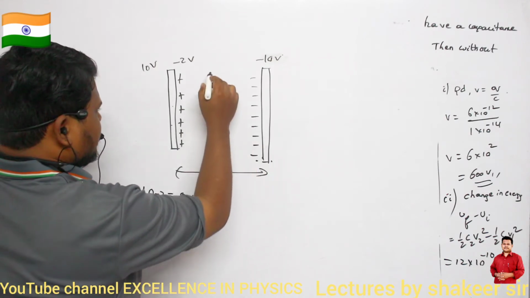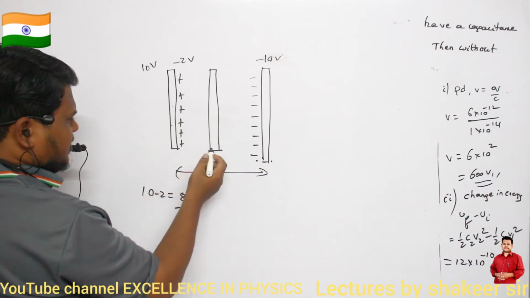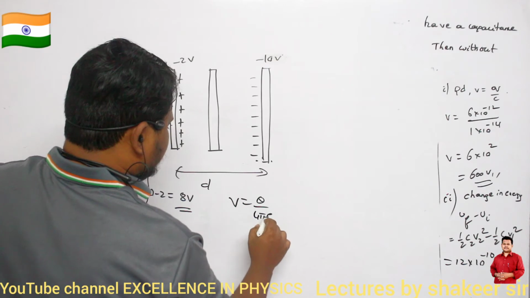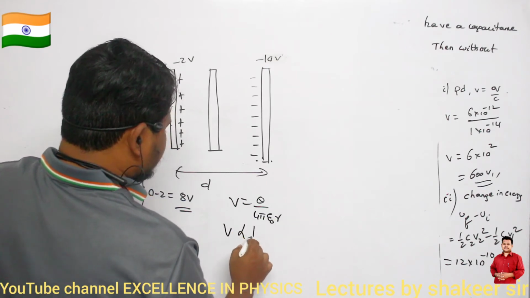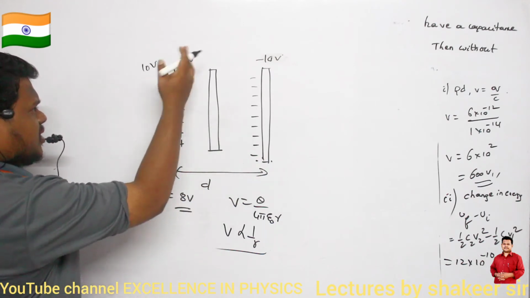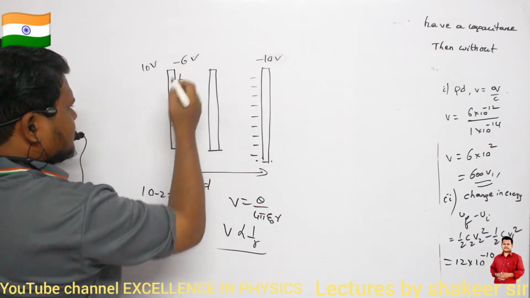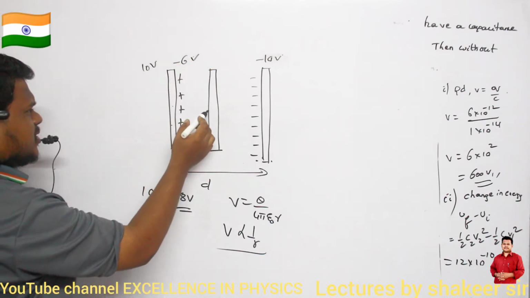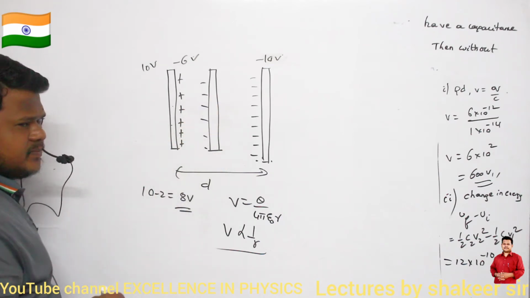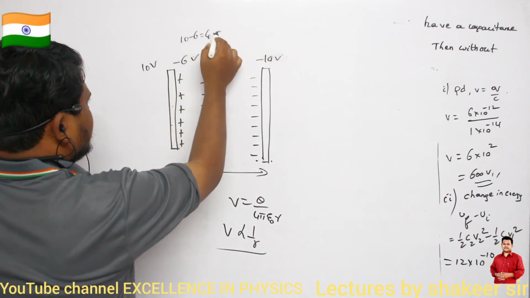Now if I bring the plates a bit closer, what will happen? The negative potential also increases, because potential depends on distance. V is equal to Q divided by 4 pi epsilon naught into R. So potential is inversely proportional to distance. If distance decreases, then potential increases. So instead of minus 2, it will become minus 6 volts. So a negative potential of minus 6 is applied by this negative plate on the positive plate. Now what is the total equivalent potential? 10 minus 6 is equal to only 4 volts.